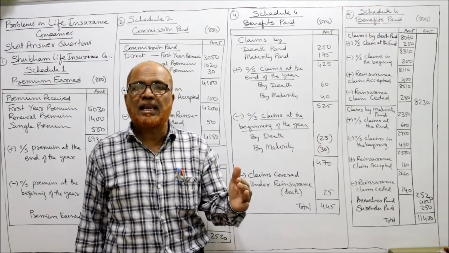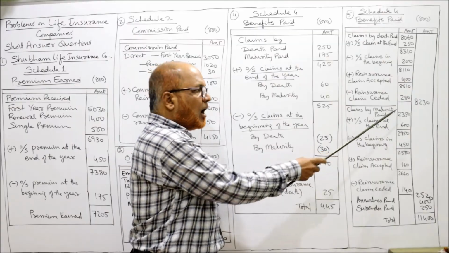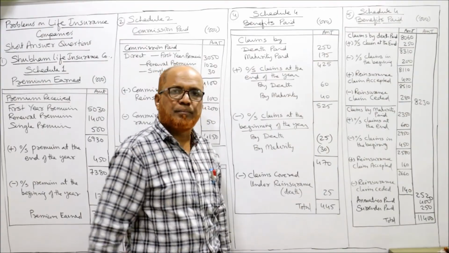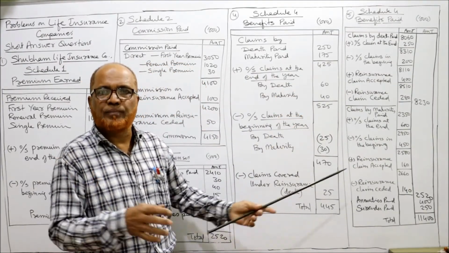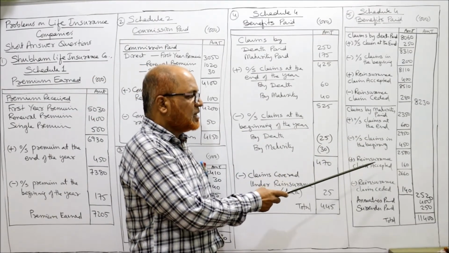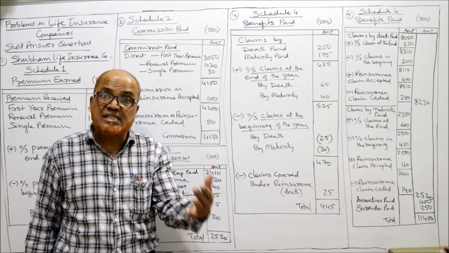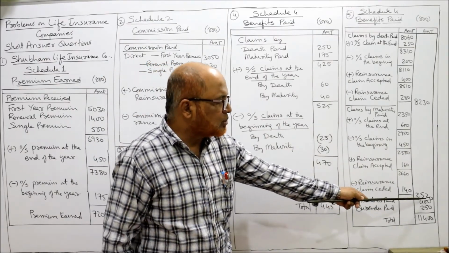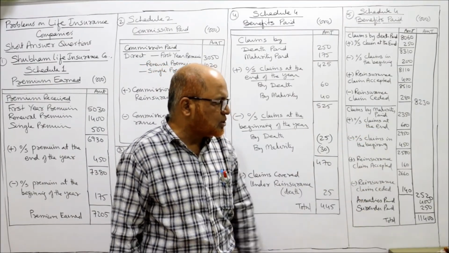Total death claims. अब maturity पे आ जाएंगे. Claims by maturity paid. Outstanding claim at the end of the year added, minus outstanding claim at the beginning. जैसा आप डेथ को किए हैं उसी तरह मेच्योरिटी को भी, same procedure. Then reinsurance claim accepted will be added, reinsurance claim ceded will be subtracted. So ultimately maturity claims are 2,520. So death claims are 8,230, maturity claims are 2,520.